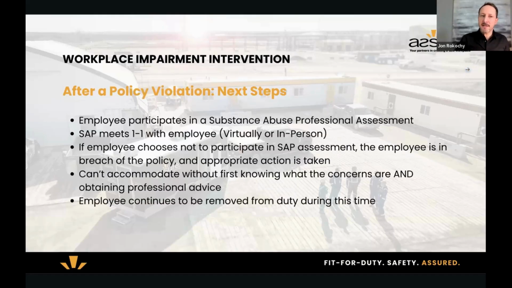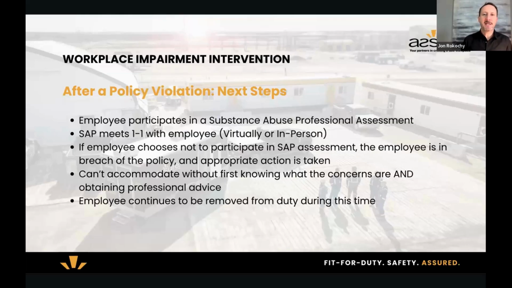So the next thing to think about: you've removed them from duty, you're doing an investigation, you've done the test, and the test result comes back positive. The next step is an important one. Okay, they've tested positive, they've self-disclosed, I have a substance use problem, or I've got a drinking problem. What do we do with them now? What we do next is you want them to complete a substance abuse professional assessment, or a SAP assessment. Some of you might know it as that.